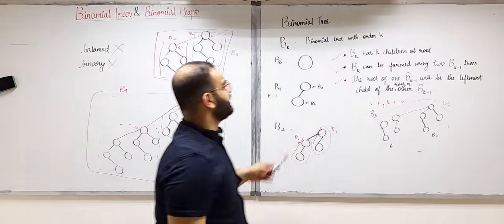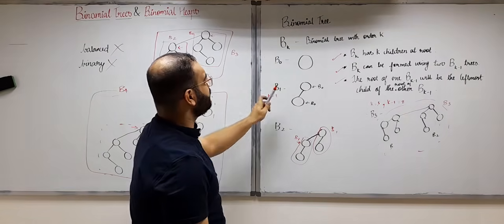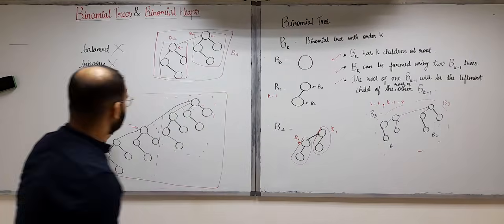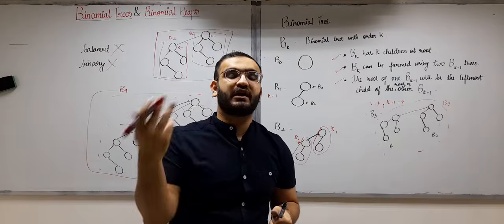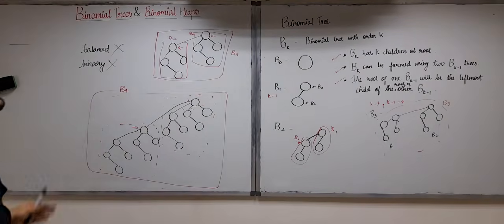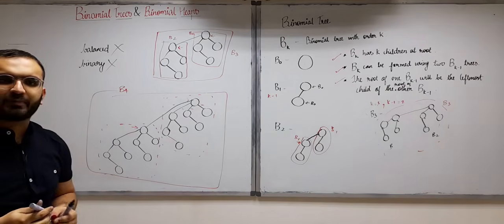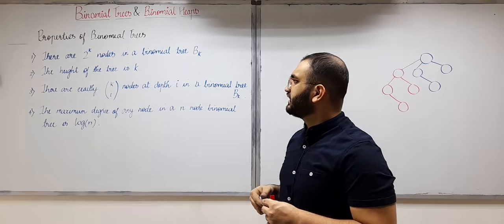right? So here we saw B0, or a binomial tree with order 0, B1, B2, B3 and finally B4. So B5 will be formed using 2 B4s, B6 will be formed using 2 B5s. You got my point? So these are binomial trees. Now let us look at some properties of binomial trees. So these are the 4 important properties of binomial trees.